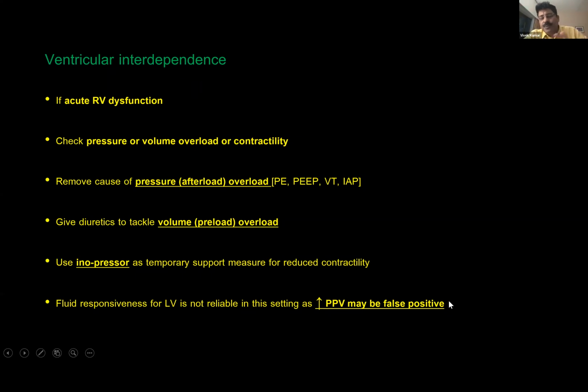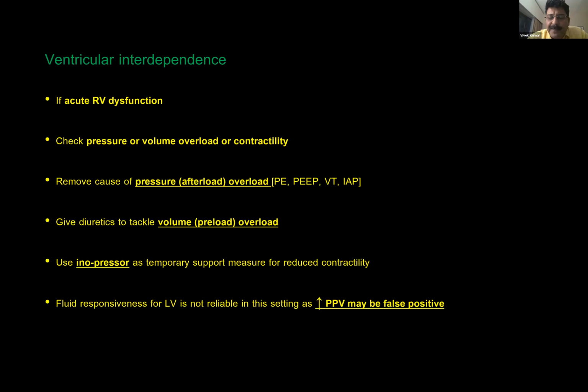Now, for those of you who attended yesterday's webinar on fluids from the ESICM, there's something I learned. What they say is, if you have right heart failure and you are getting these swings in PPV and SVV, there is a possibility it may be false positive. There is also a possibility it may not be false positive. So what you do is a passive leg raising.